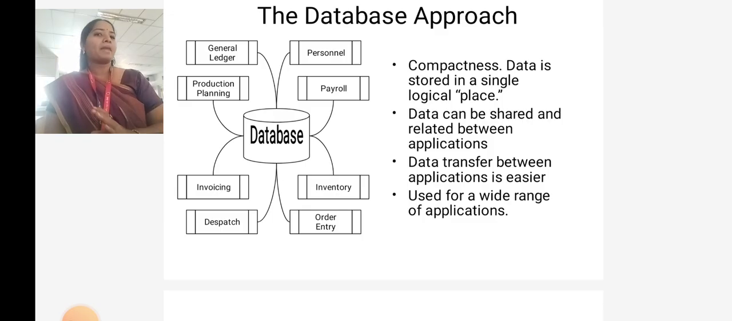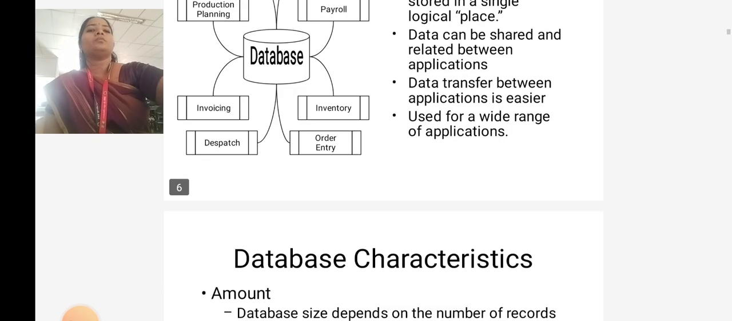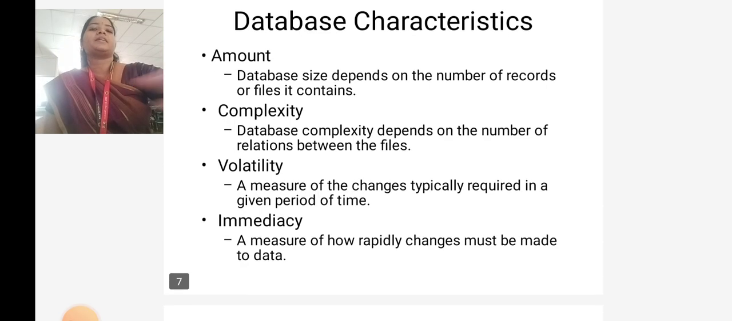So what is the compactness here? Data is stored in a single logical place. So it can be shared and related between the applications. Sharing between applications is easier, but a wider range of applications it cannot be used. So now the database characteristics come: amount, complexity, volatility, immediacy.